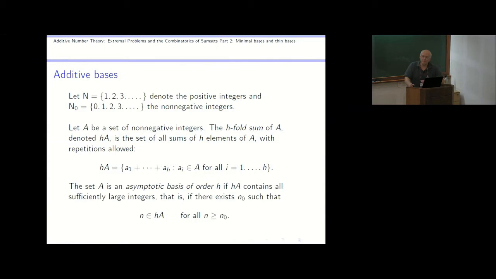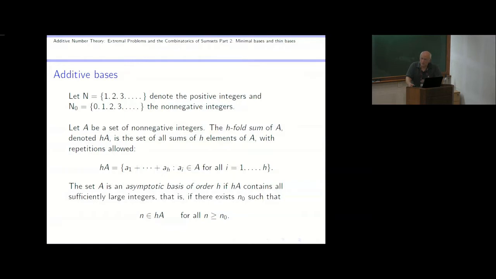And we say that A is an asymptotic basis of order h if this h-fold sum set contains all sufficiently large numbers. That is, you might miss a finite number, but all sufficiently large numbers have to be in the sum set. So for example, the squares are not a basis of order 1, 2, or 3, but they are a basis of order 4. The cubes are an asymptotic basis of order 9. They're also an asymptotic basis of order 8. You miss a few numbers. They're an asymptotic basis of order 7. You still miss a few numbers, but only finitely many.